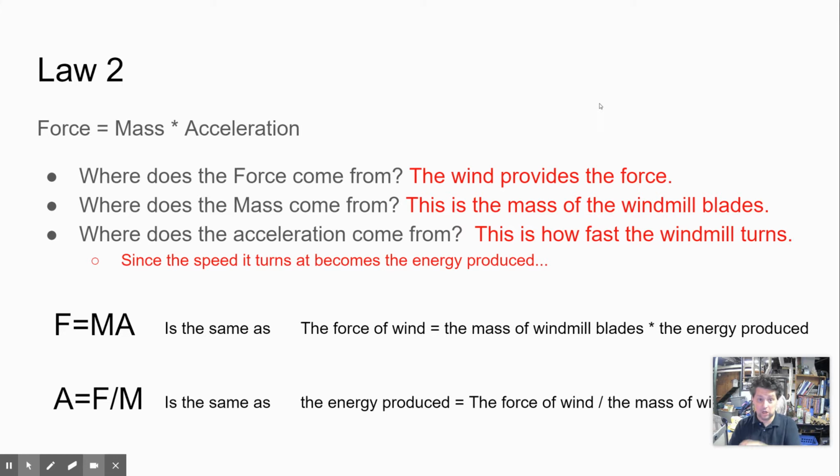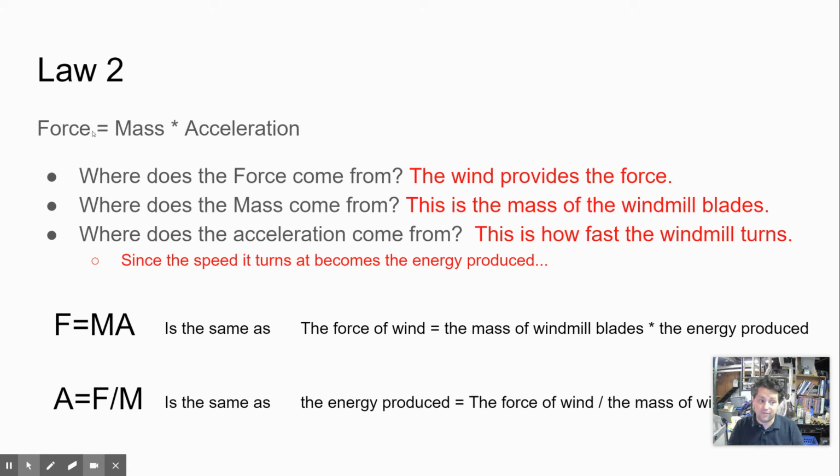Newton's second law says that force equals mass times acceleration. Well, that's abstract from a windmill. That's just an equation. I want to add it to my windmill. So how do I do that? How do I get F equals ma to apply to my windmill? I have to name and identify those forces. So where does the force in this equation come from? Well, that's the wind blowing on the windmill, right? The wind is going to provide the force.